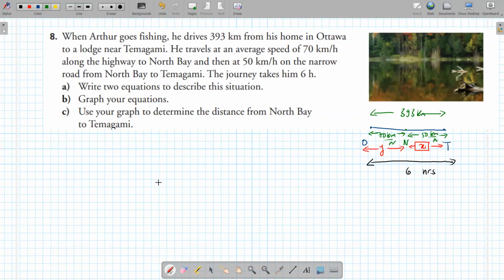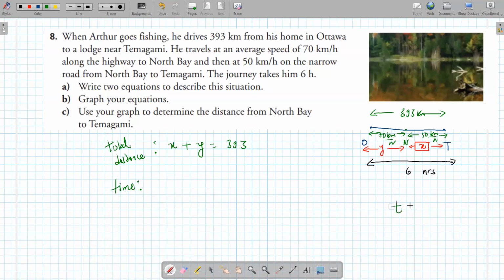You're going to get 2 equations. The first equation is going to be the total distance equation. What's the total distance equation in terms of x and y? The total distance, x plus y, is 393, all the way from Ottawa to Temagami. That's the easy equation. The other equation is going to be the time, which is a little bit trickier.